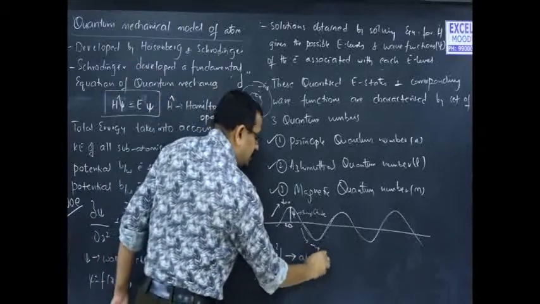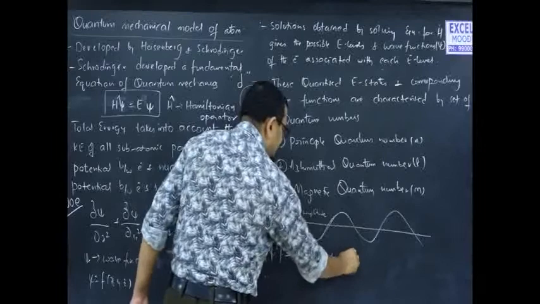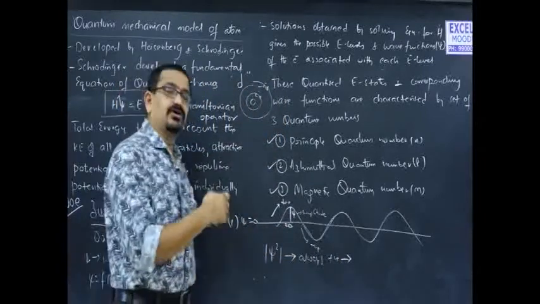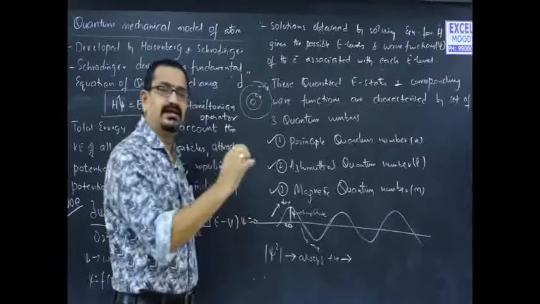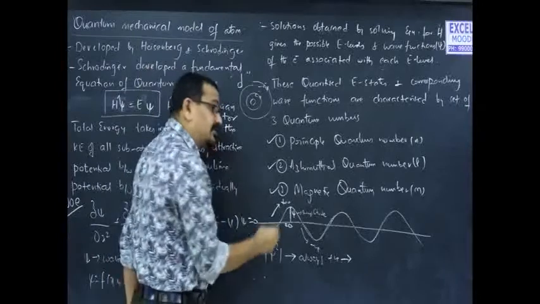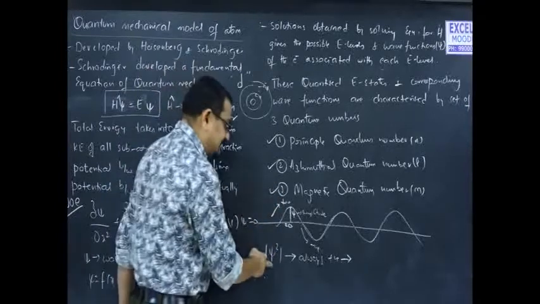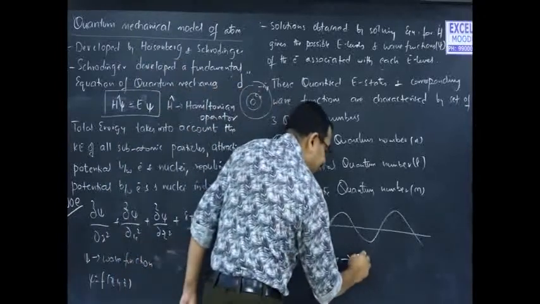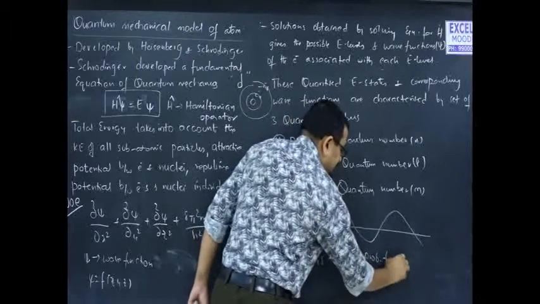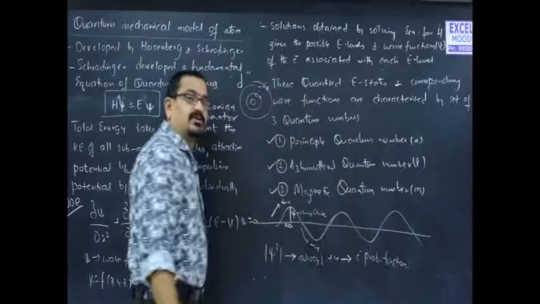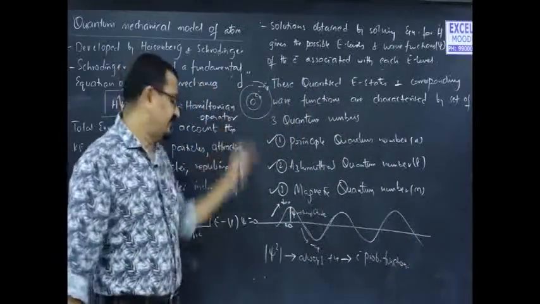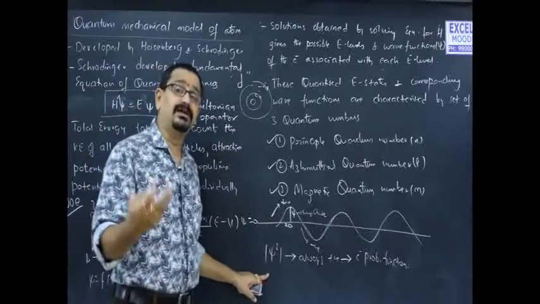Psi square is always positive, and as psi square is always positive, we can conclude that the electron can be identified or located around the nucleus. Thus, as the electron can be definitely located, psi square was defined as the electron probability function or electron probability density. Psi is a wave function, psi square is a probability function.